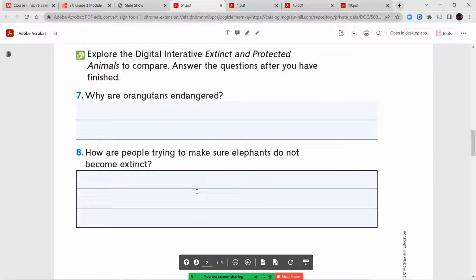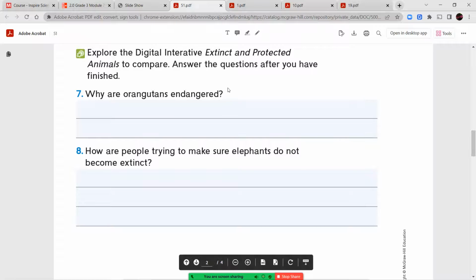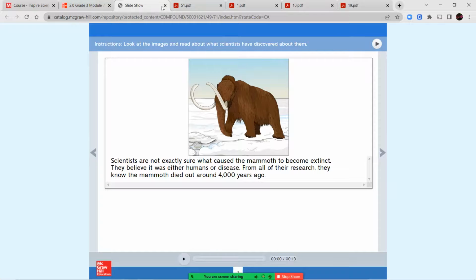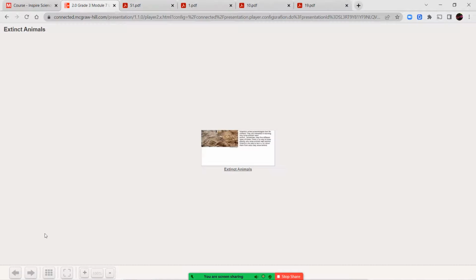Let's take a look at our next digital interactive titled Extinct and Protected Animals to compare. We're going to answer the questions, why are orangutans endangered? And how are people trying to make sure elephants do not become extinct? Let's go ahead and jump into our next activity.